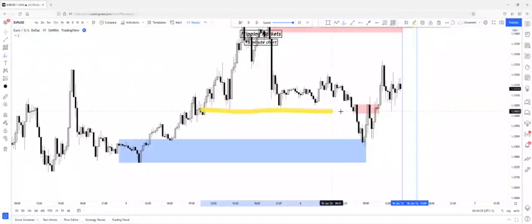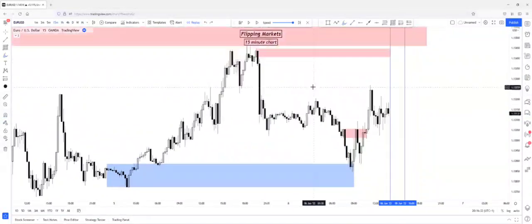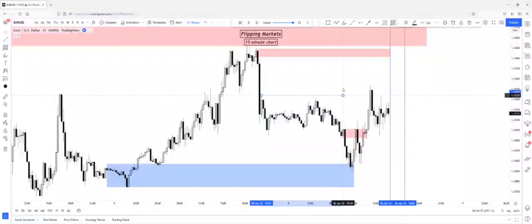Also, as you can see, here's the liquidity. It swept all of the liquidity. It basically broke structure to the downside here because this was the last structural low point. This was the last structural high point. Let me just point it out. You will see it more clearly.